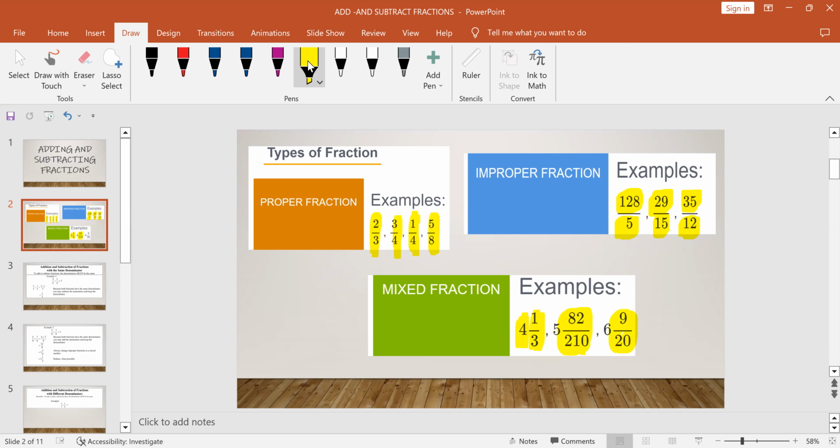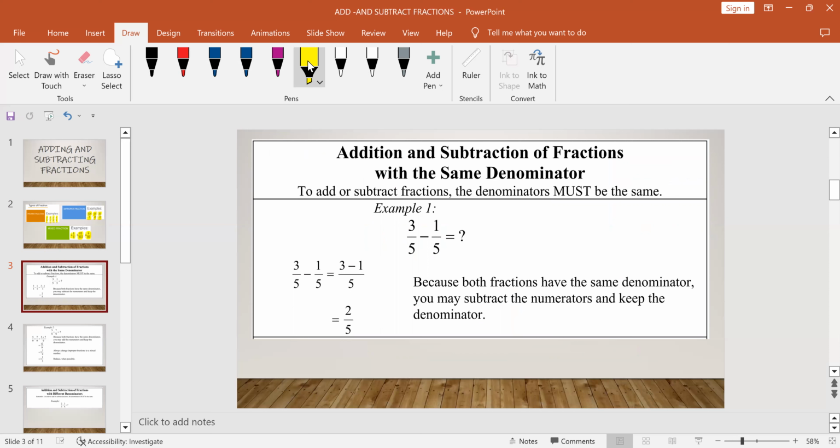Now let's go to the practice part. Addition and subtraction of fractions with the same denominator. You have to understand that when they ask you to add or subtract fractions, you have to make sure the fractions have the same denominator. Here we have a 5 in the denominator of the fractions. So there is no problem.